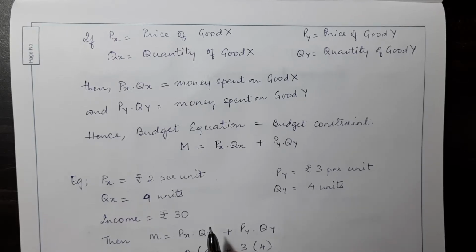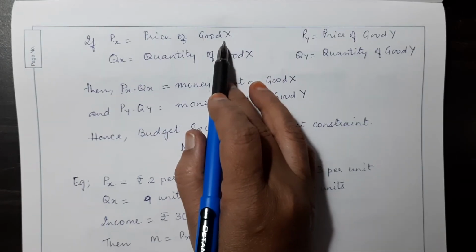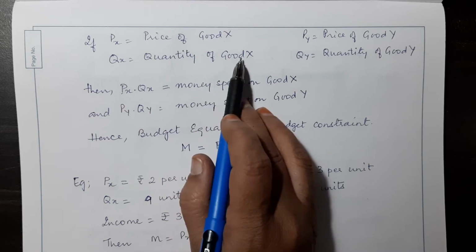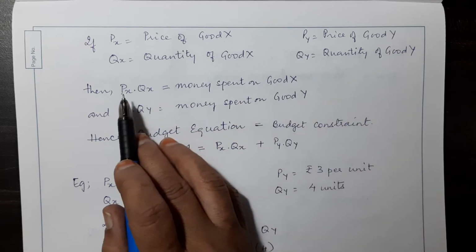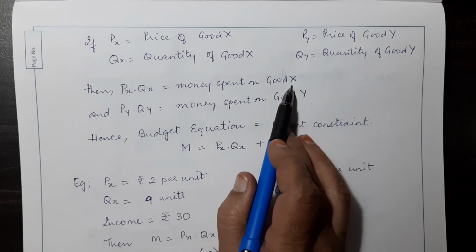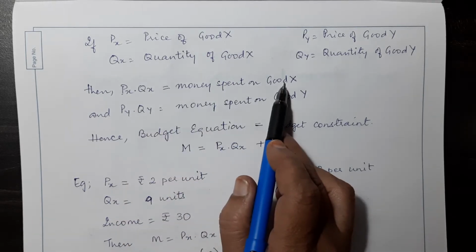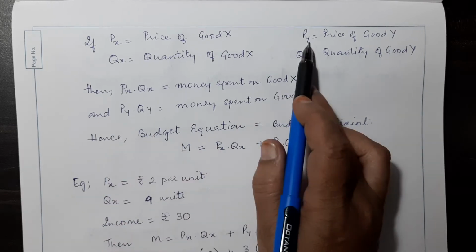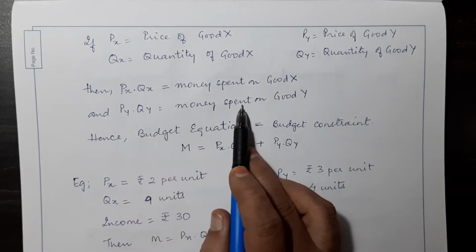Let's try to understand it this way. If Px represents the price of good X and Py represents the price of good Y, Qx represents the quantity of good X and Qy represents the quantity of good Y, then Px into Qx will give us the money spent on good X. The price and the quantity, when you multiply, the product gives us the money that is spent on good X. And similarly, Py, the price of good Y, into the quantity of good Y, Py into Qy, gives us the money spent on good Y.